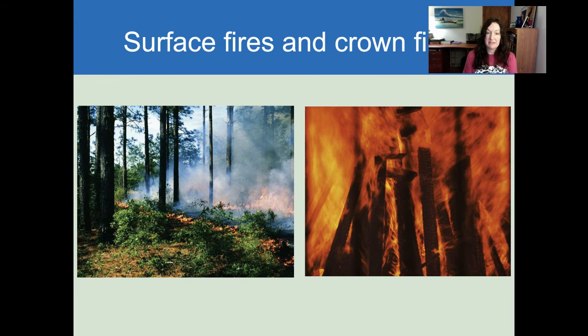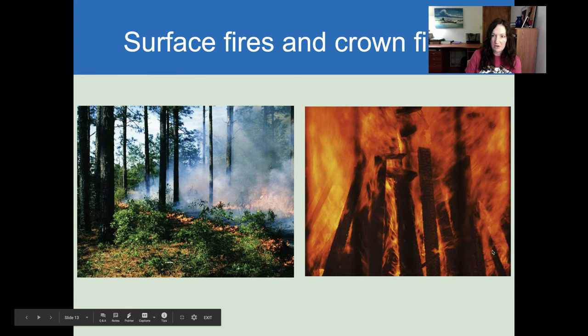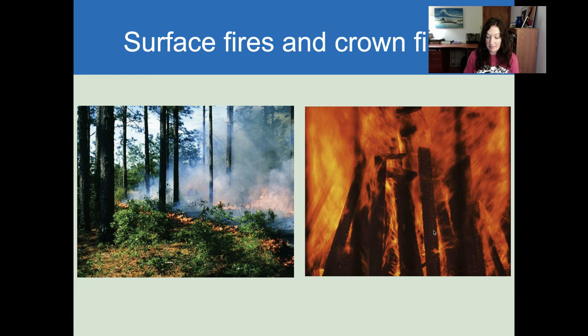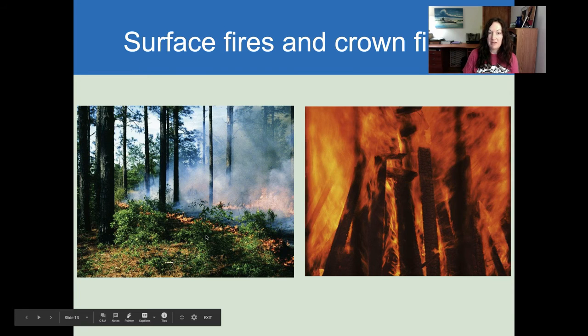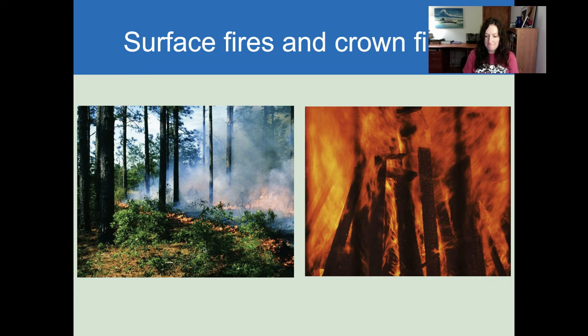So here is a different view of each type. So the surface fires down here, they just burn up the things that are growing and accumulating down here, along with leaf litter from previous falls. And this is a crown fire where it's just burning up everything in its path. And a lot of that is fueled by this material on the ground. If you don't let these surface fires happen, this gets big and thick, and it just becomes a big matchbox for the rest of the forest.